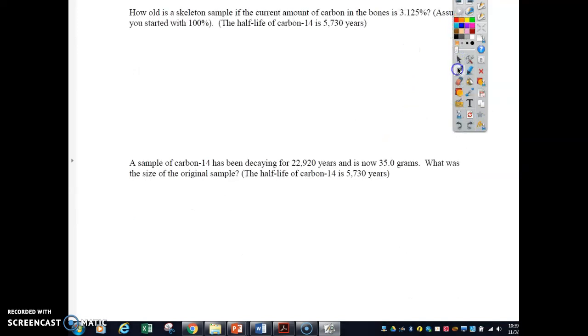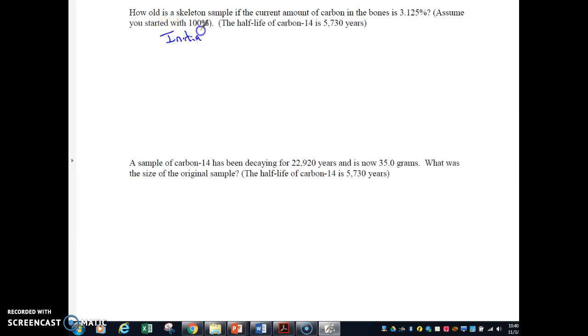All right, now this example: how old is a skeleton sample if the current amount of carbon-14 in the bones is 3.125%? They're giving you an amount here. It's not grams or milligrams or something like that, but it's still representing an amount. Assume you started with 100%. The half-life of carbon-14 is 5,730 years. So for this one, it is asking us for a length of time. So what we have to do is set up another table. I'll do initial, and we are starting with 100%. Since it didn't give us a mass, we're going to say 100% is at the initial.